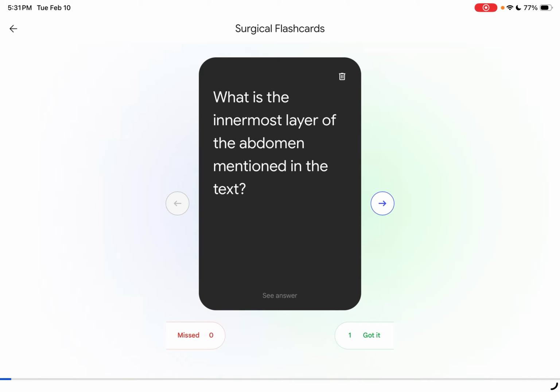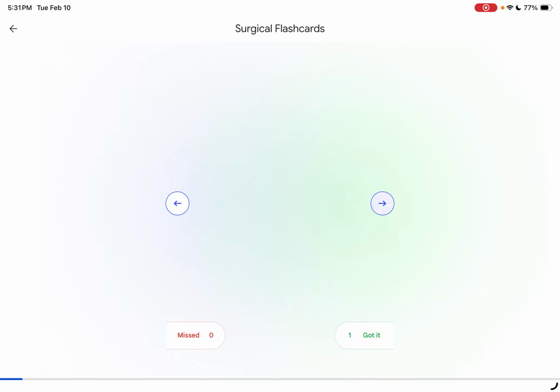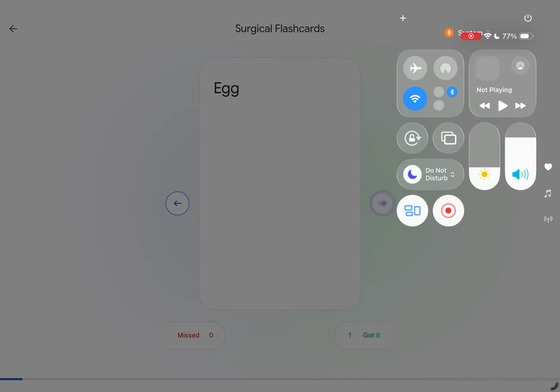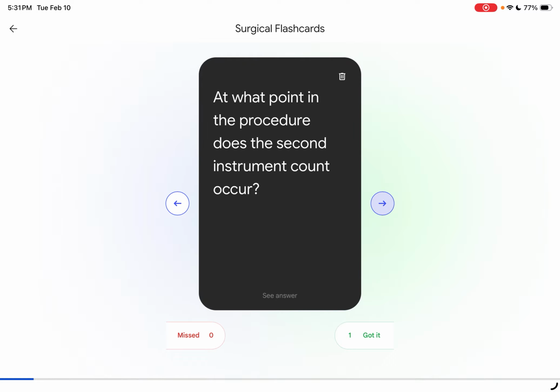What is the innermost layer of the abdomen mentioned? The innermost layer of the abdomen is the peritoneum. Described as being similar in thickness to the membranes of an egg. So, grabe siya ka-thin, no? Okay, similar siya thickness of an egg, nga dili boiled ha.